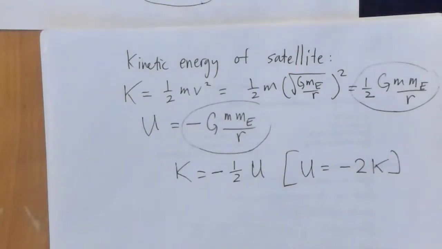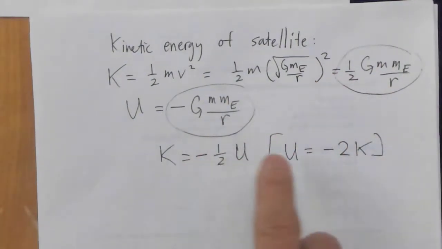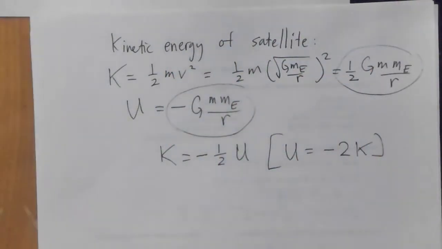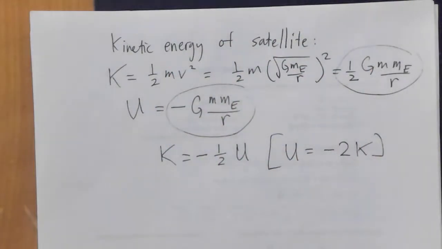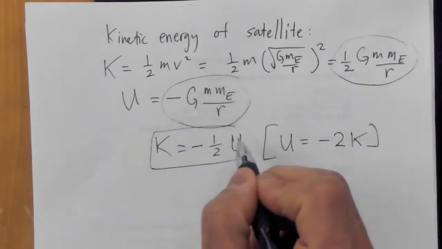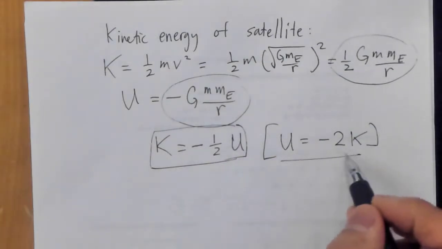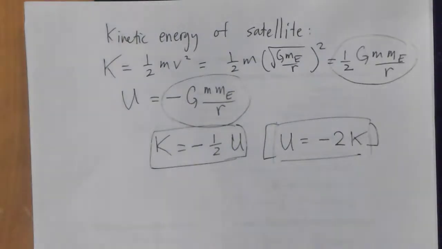Questions? Okay, so that's actually a general formula that works for any orbit. You can actually derive this formula without doing all these steps. There's actually a way of doing that, but that requires learning about differential equations, which we're not going to go through here. Okay. So this formula is true for any orbit. K is -1/2 U, or if you want to think in terms of U, U is -2K.